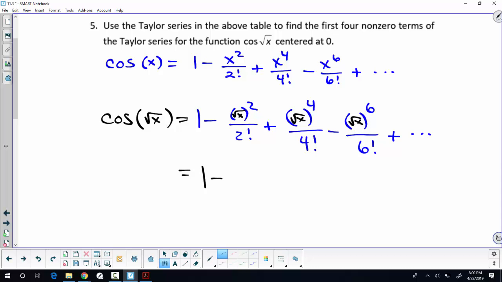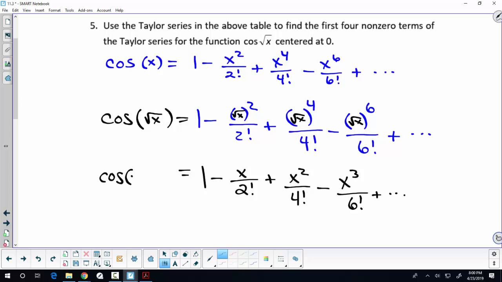So we've got 1 minus x over 2 factorial or 2, plus x squared over 4 factorial minus x cubed over 6 factorial, as the series for cosine root x.